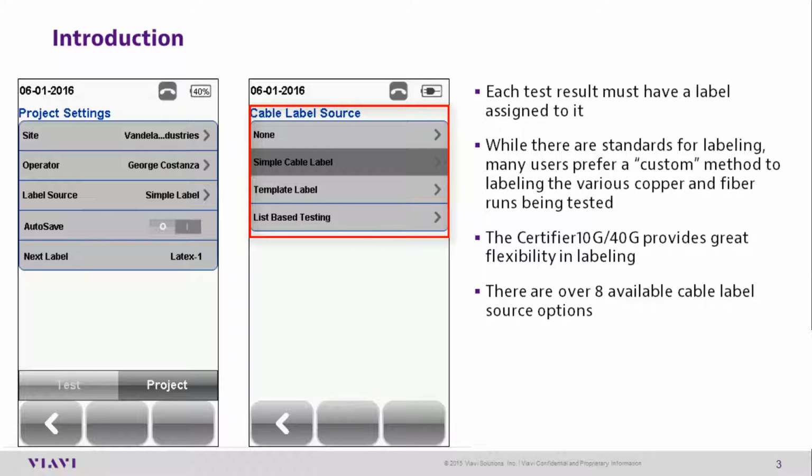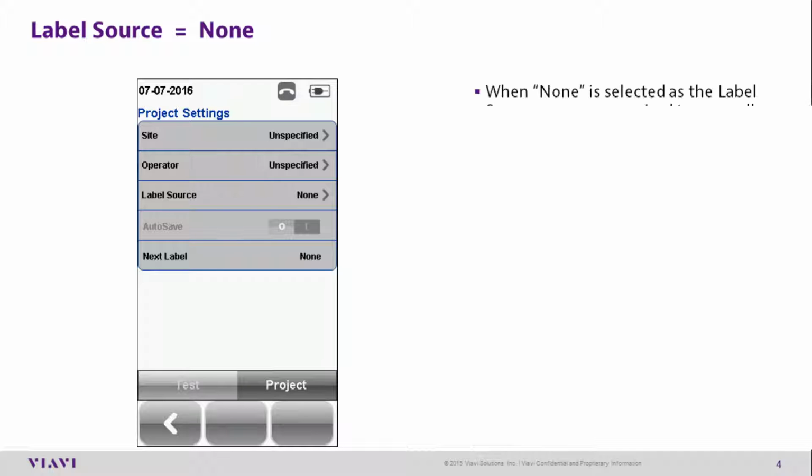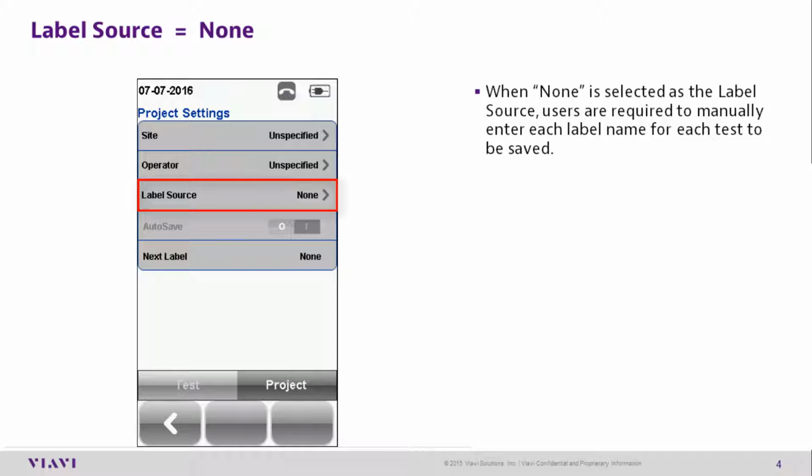There are several cable label source options available on the certifier. Users can create label lists using JReporter software and then import them into the certifier. When none is selected as the label source, users are required to manually enter each label name for each test to be saved.